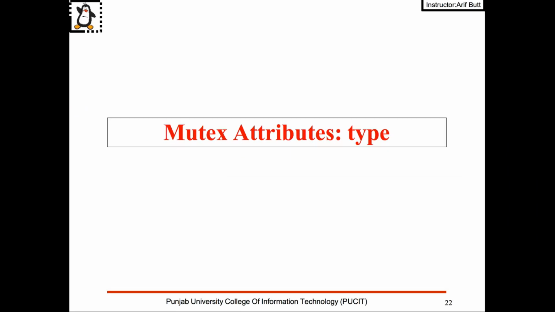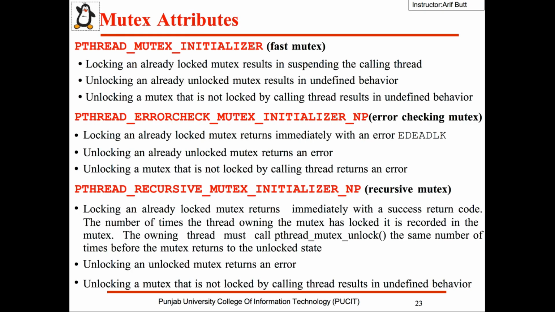Well, let me also touch upon the attributes of a mutex. The only attribute that I have found in the documentation is its type. A mutex can be of 3 types. The first is the fast mutex. Fast mutex is the default type, and locking an already locked fast mutex will suspend the execution of the calling thread.